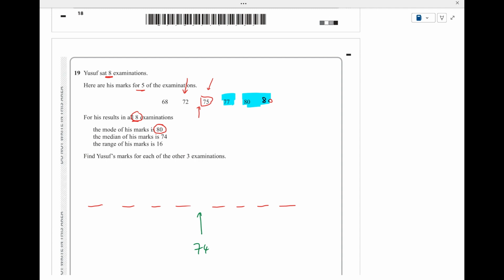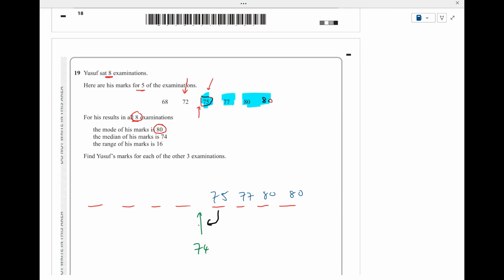He has to have a 77. He has to have a 75. And so that is all of these ones taken care of, because you have to have the 75 after the 74. Right. That's 75. The median's 74. So the 74, go down 1.